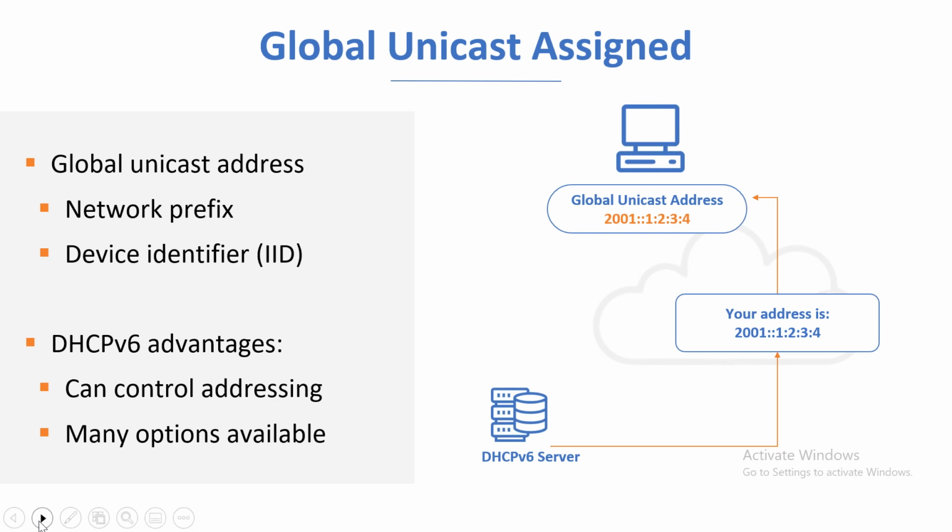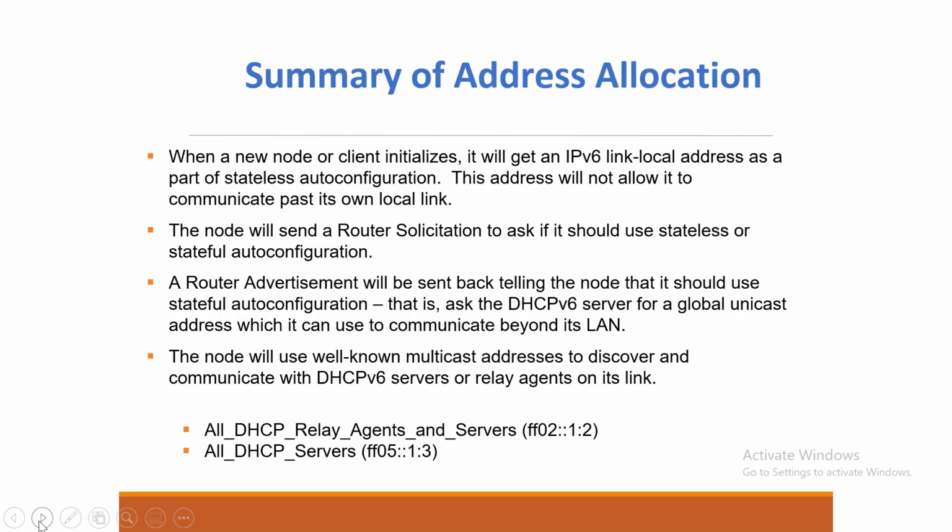So let's do a summary of our address allocation. When a new client initializes, you're going to get your link local as a part of stateless auto configuration. You're not going to be able to go very far with that. You're going to stay on your own link or VLAN or whatever. Next, the node is going to send a router solicitation, or if it sees a router advertisement appear, that will let it know that it should use stateless or stateful. And that's in the router advertisement.